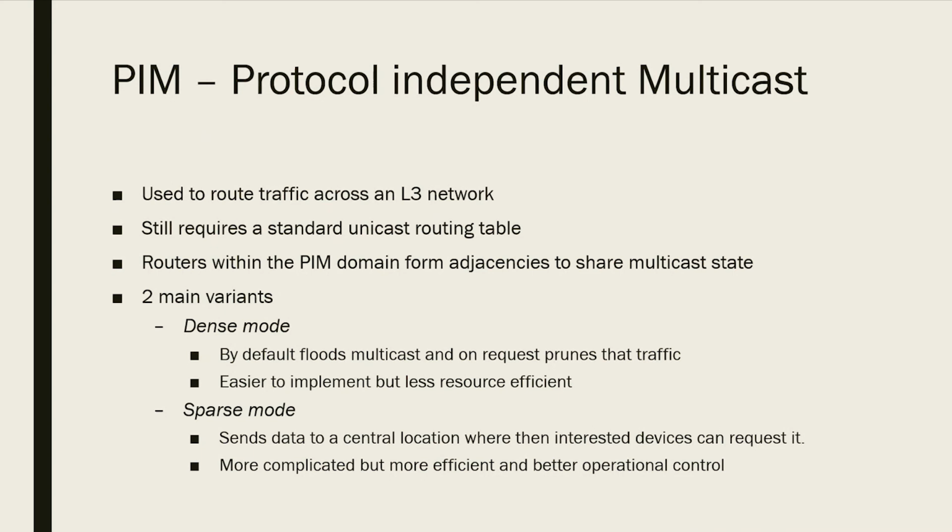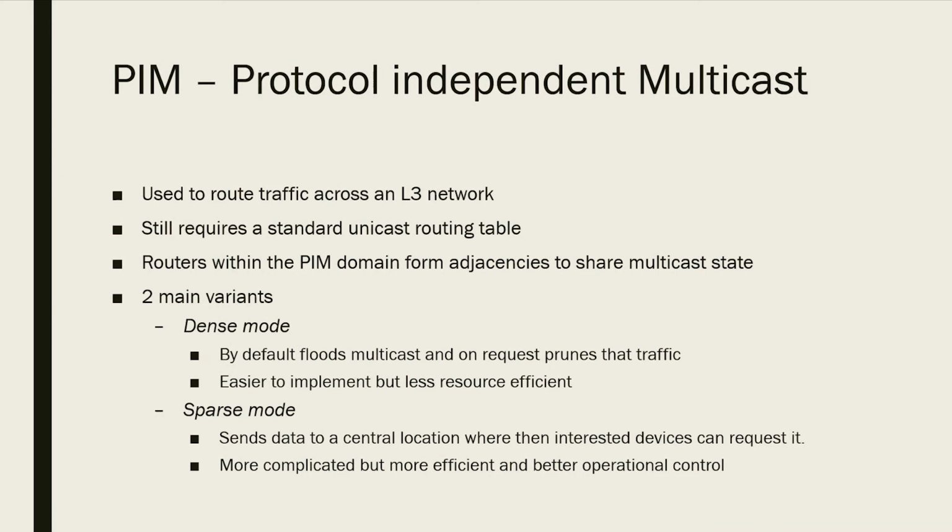So the way that it works is it will form adjacencies between neighbors. Those PIM-enabled routers need to be locally connected, with just one layer 2 domain between them, and they can then form that adjacency. It uses that well-known local subnet multicast group that we mentioned before, the 224 range, to communicate across a local link connecting those two routers.